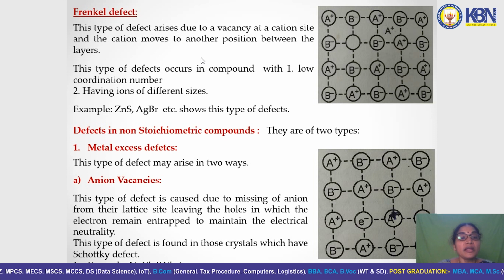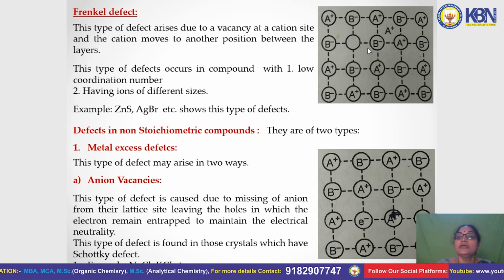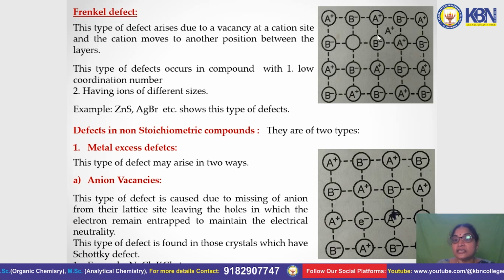The other one is Frenkel defects. This kind of defect arises due to a vacancy at the cation site, and the cation moves to the interstitial site. This is known as the interstitial position or interstitial site. To maintain the electrical neutrality, the cation enters into the interstitial site. See, here we can observe a vacancy in the cation site, and a cation has entered into the interstitial site. This kind of defect is known as a Frenkel defect.